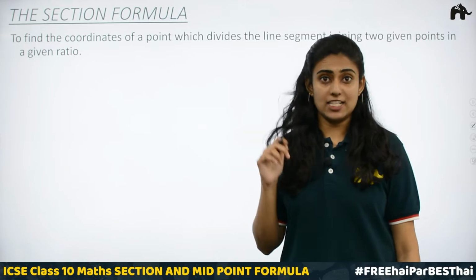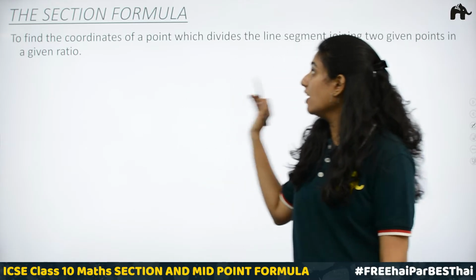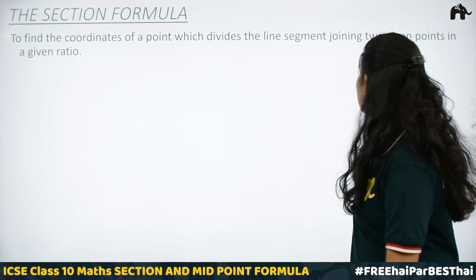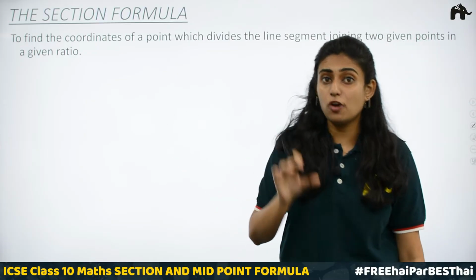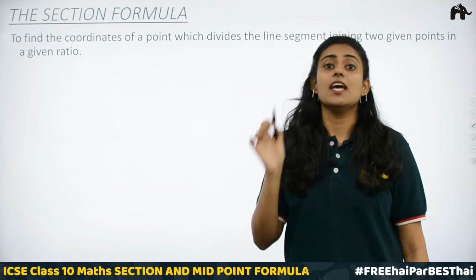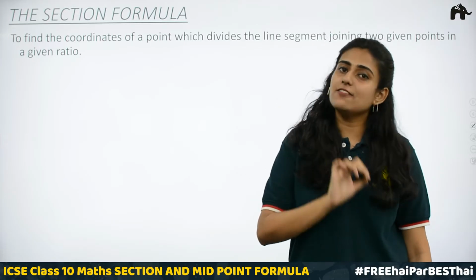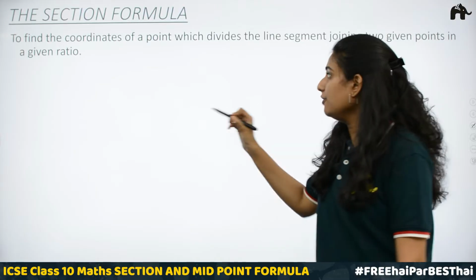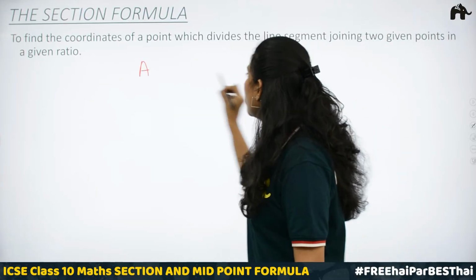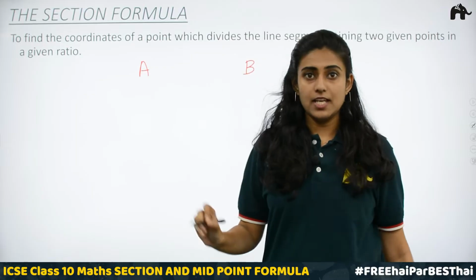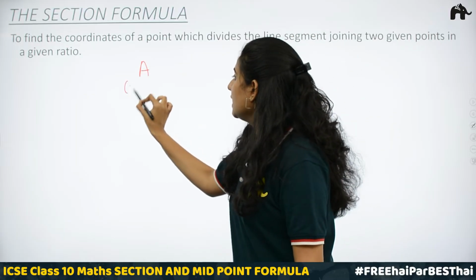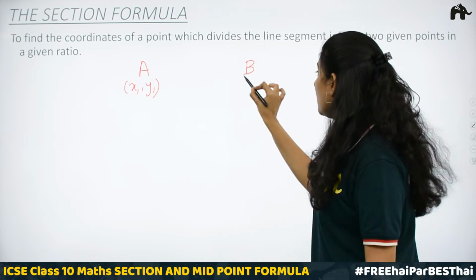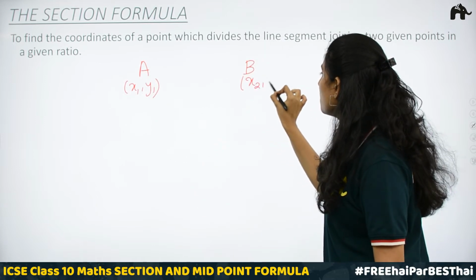Let us see what the section formula is. To find the coordinates of a point which divides a line segment joining two given points in a given ratio. Section formula is to determine the coordinates of a point which divides a line joining the 2 points in a given ratio. If we consider 2 points A and B, let the point A be of coordinates x1, y1 and point B of coordinates x2, y2.